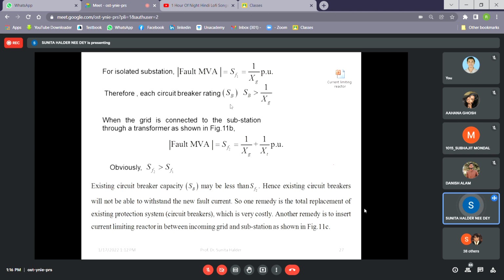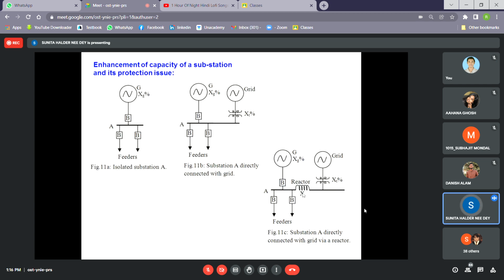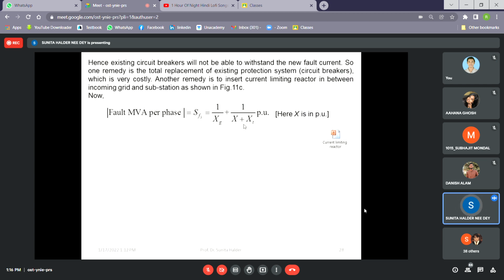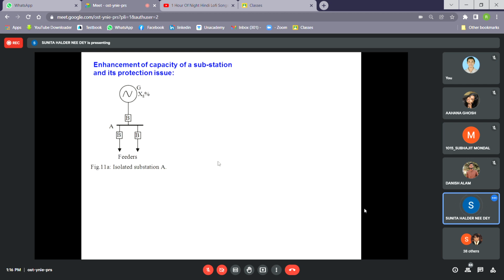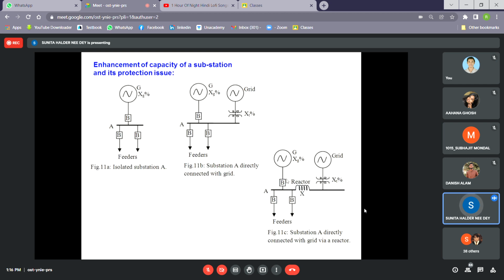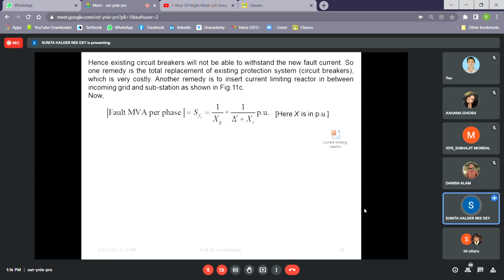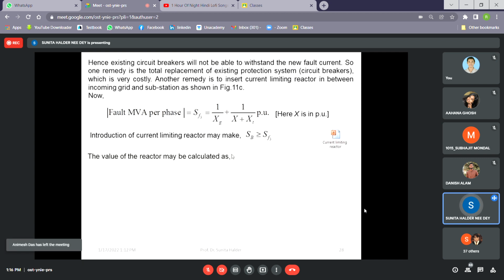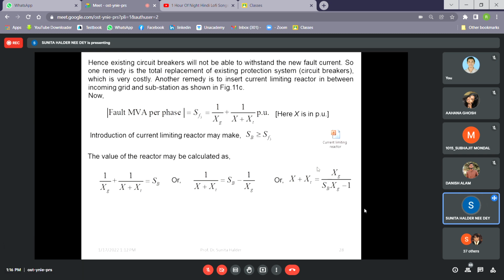So in that case, there is a risk for the circuit breakers. That's why we add one reactor here. Then if we add the reactor, what will happen? In the parallel path, it is 1 by Xg plus 1 by Xt plus X. So this value may be sufficient that SF3 will be equal to the circuit breaker rating. So SB may be more than SF3, or SB equal to SF3 in the limiting condition. So in that case, we can find out the value of X.